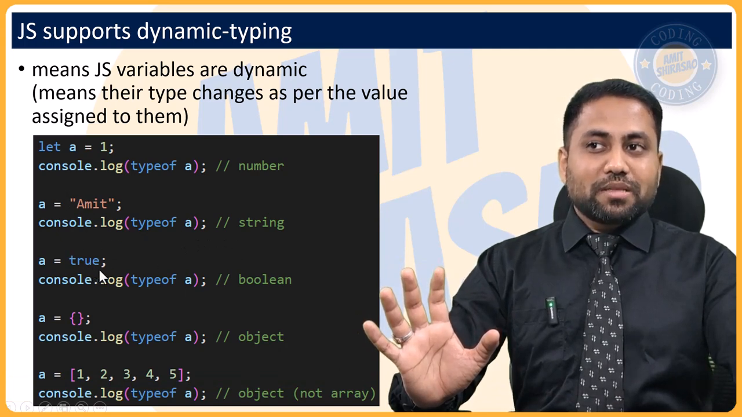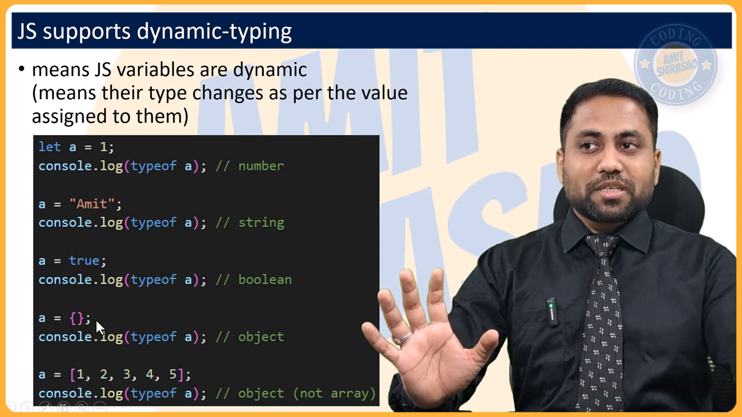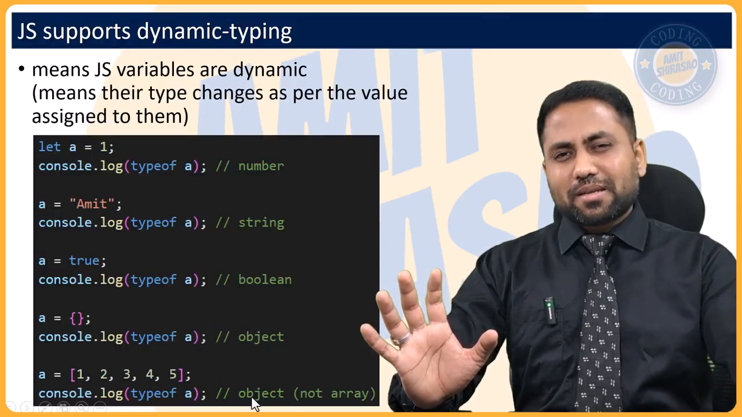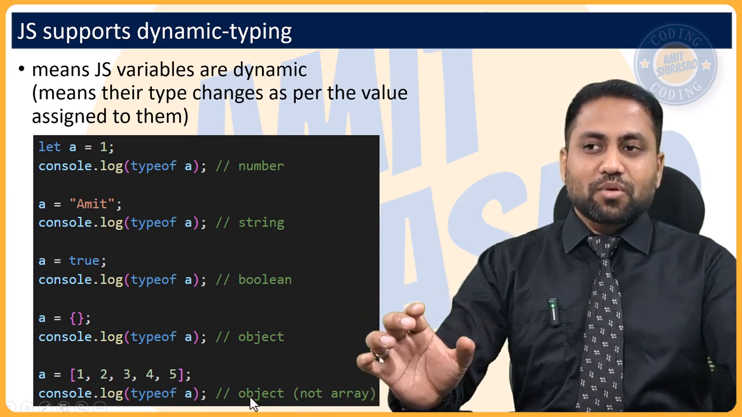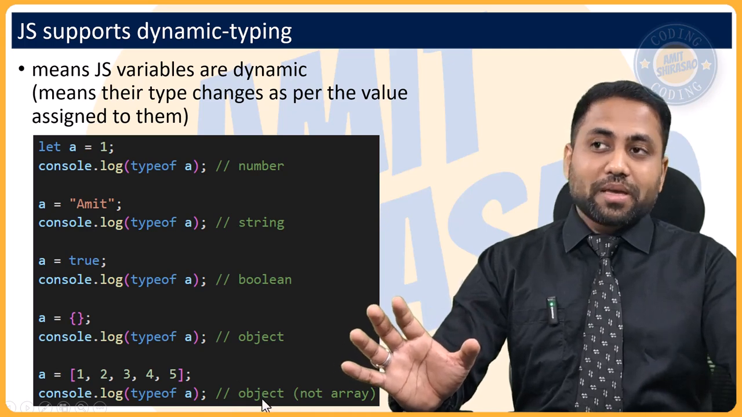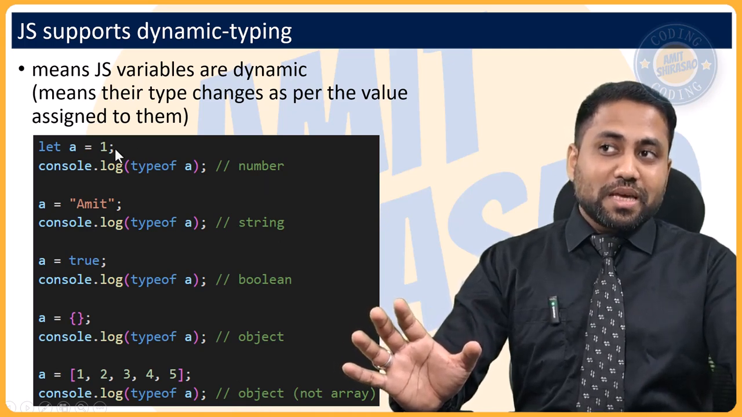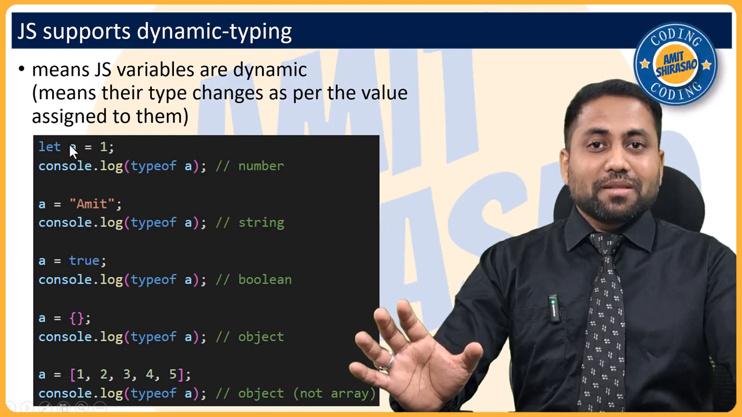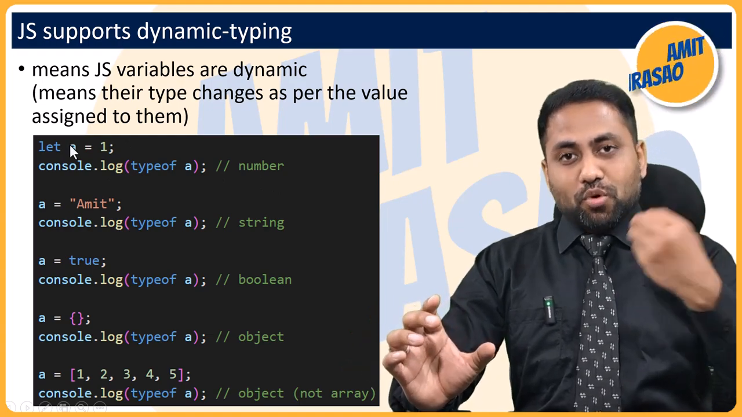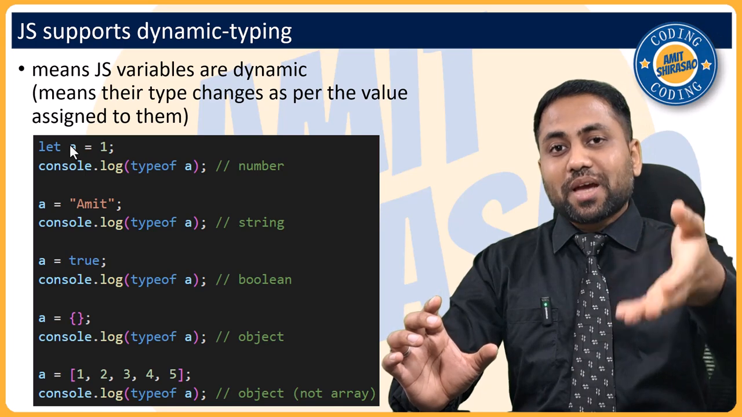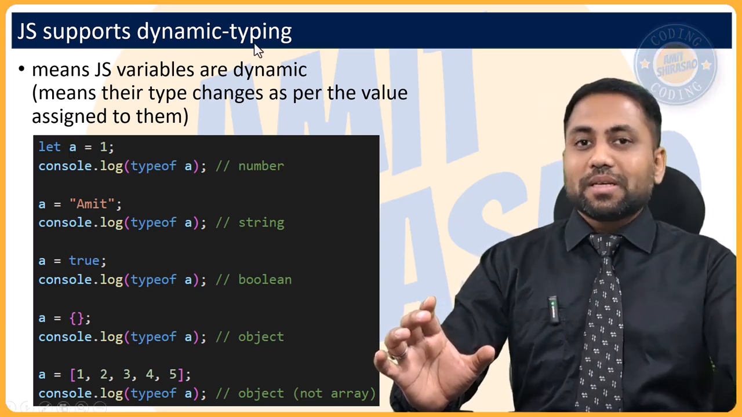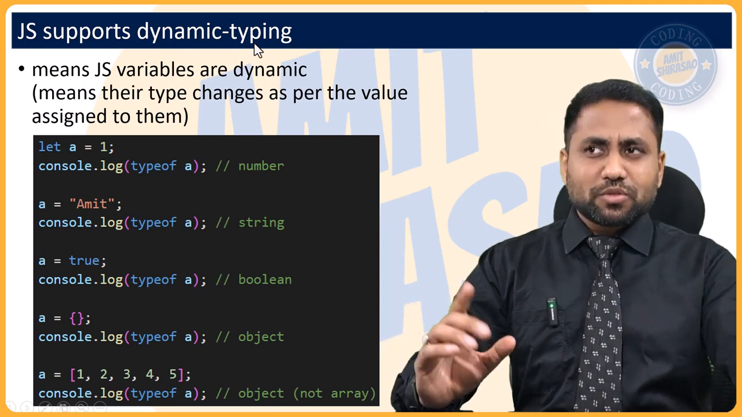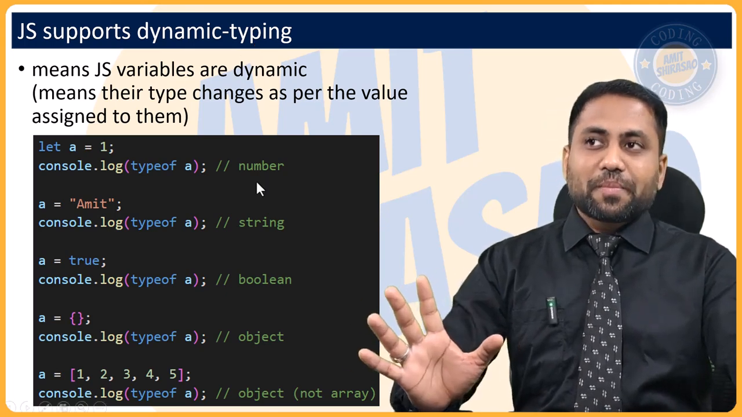If you assign a boolean, it becomes a boolean. If you assign an object, it becomes an object. If you assign an array, it becomes an array, but array is also of data type object, and that's why you'll always see the type of any array is object, not array. So when you assign any value to a variable, that variable changes its own data type as per the data type of the value assigned to it. Got the idea? This is called dynamic typing in JavaScript. This can be an interview question, so please be prepared for it.